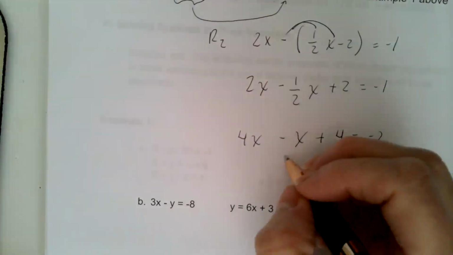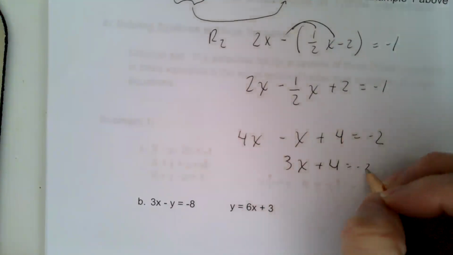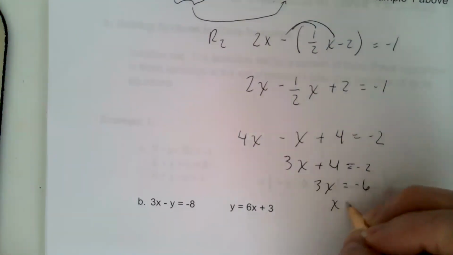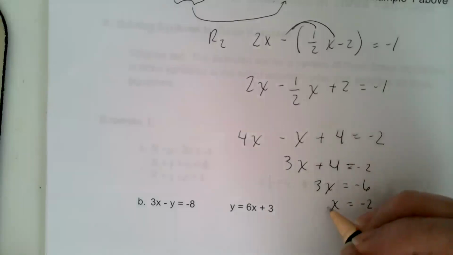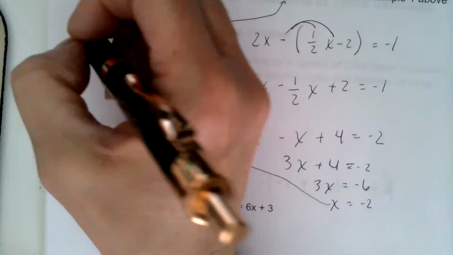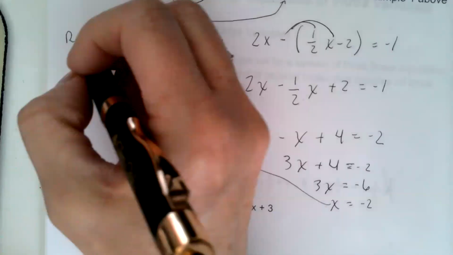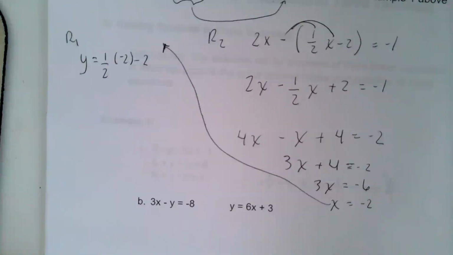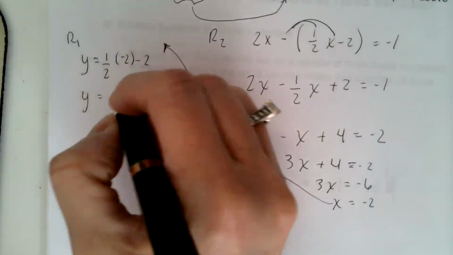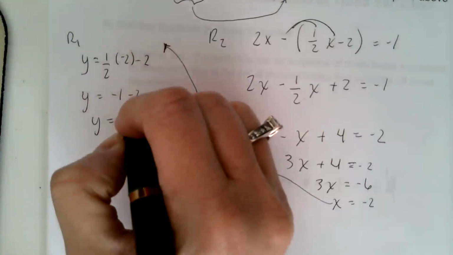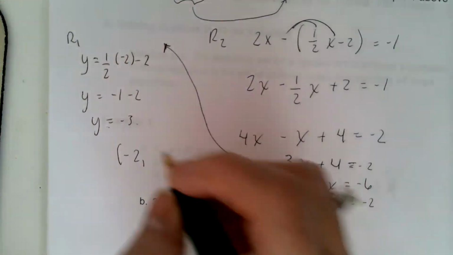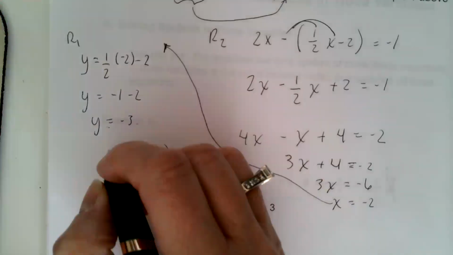And now I can combine them. So we have 3x plus 4 equals a negative 2. Subtracting 4, we get 3x is a negative 6. And dividing by 3, we get x is a negative 2. Then I'm going to put x is a negative 2 into y1, and solve for y. So I get y is a negative 3. So just like we verified visually in Desmos earlier, the answer is a negative 2 and negative 3.